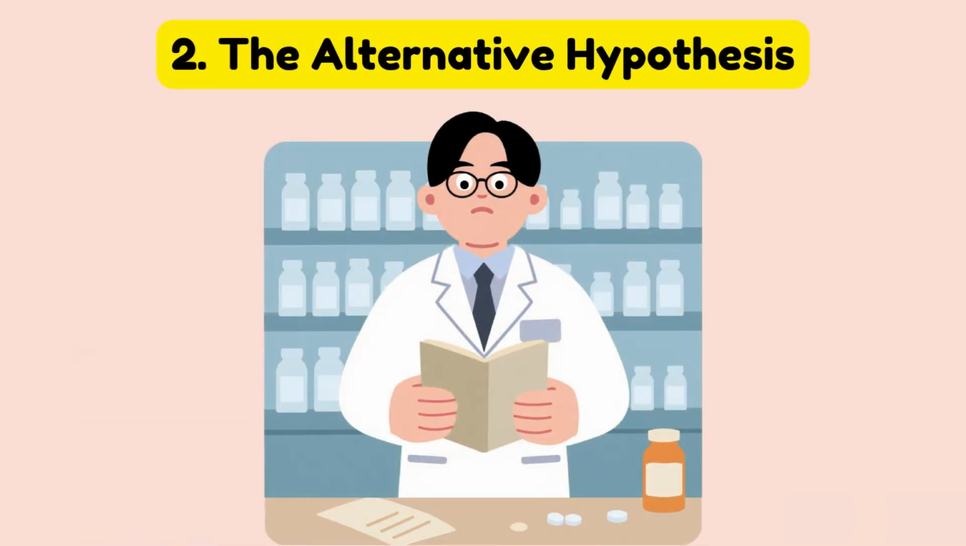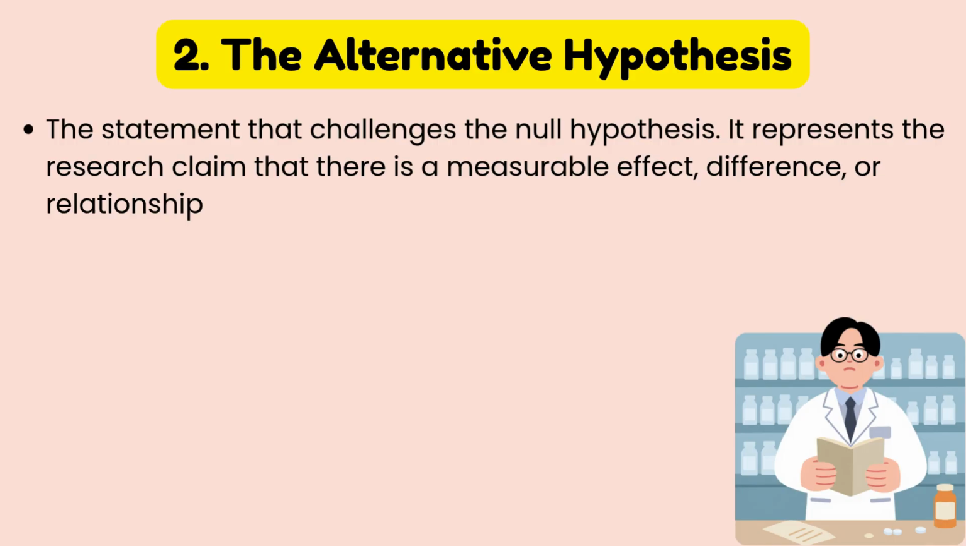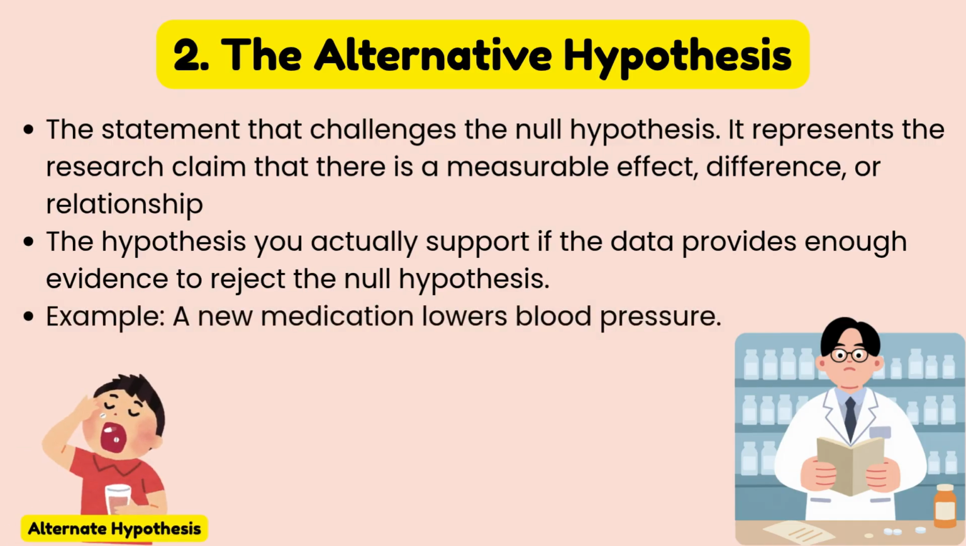The alternative hypothesis is the statement that challenges the null hypothesis. It represents the research claim that there is a measurable effect, difference, or relationship. It is the hypothesis you actually support if the data provides enough evidence to reject the null hypothesis. For example, a new medication lowers blood pressure.